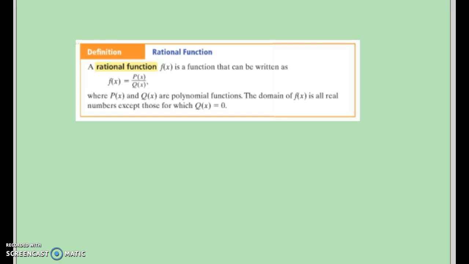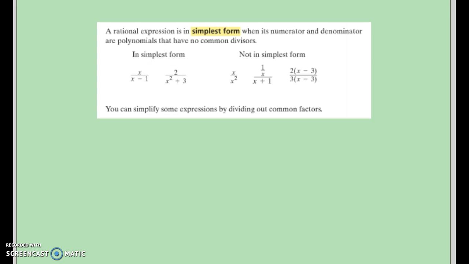A rational function can be written as f of x equals p of x over q of x. So p of x and q of x are polynomial functions. Remember we talked about polynomials a while ago. They're just several terms. The domain, remember, is all x values, and here it is all real numbers except for those values that make my q of x, my denominator, 0. Remember, we can never divide by 0, so I have to look out for anything that would make that happen.